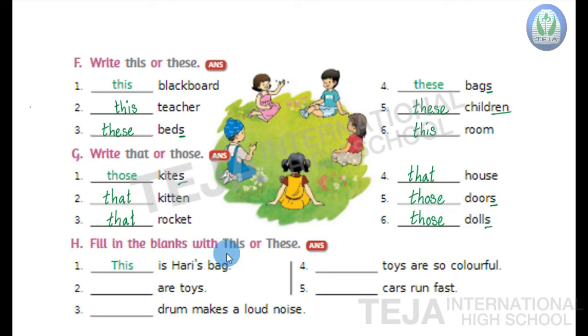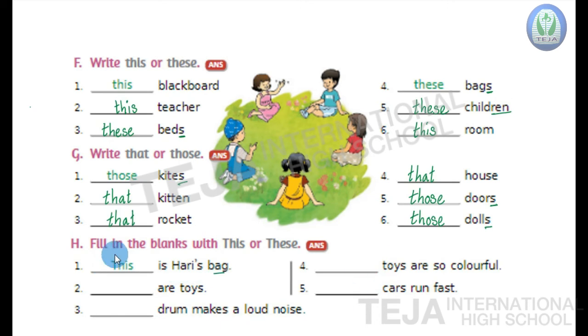Now next, bit H, children. Fill in the blanks with this or these. If we talk about only one person or one animal or one thing, then we use this. More than one, these. Okay. Look at the first one, children. This is Hari's bag. Only one bag is there, so this is used.